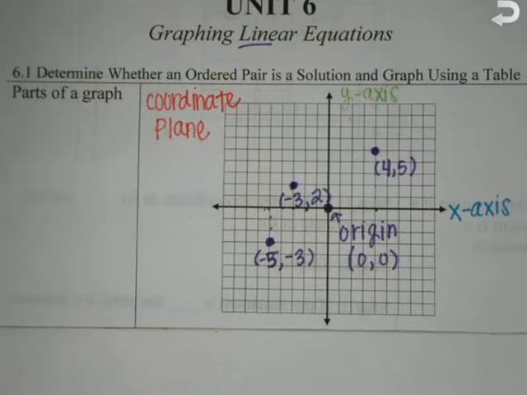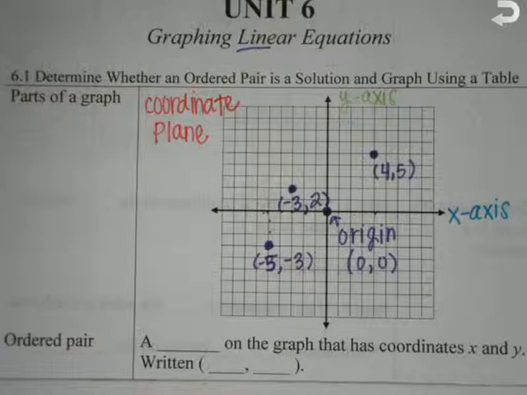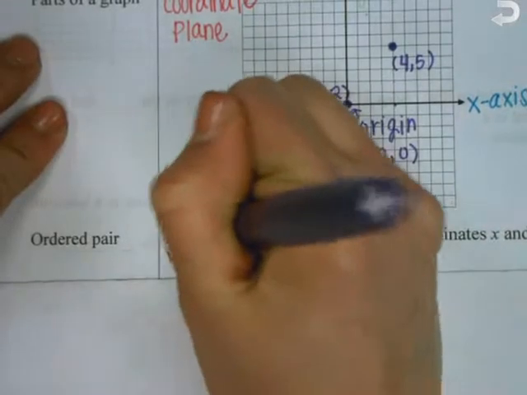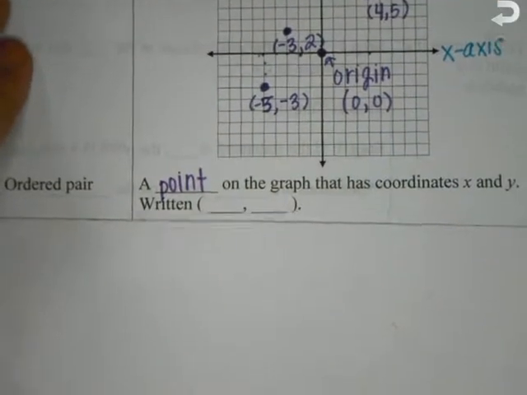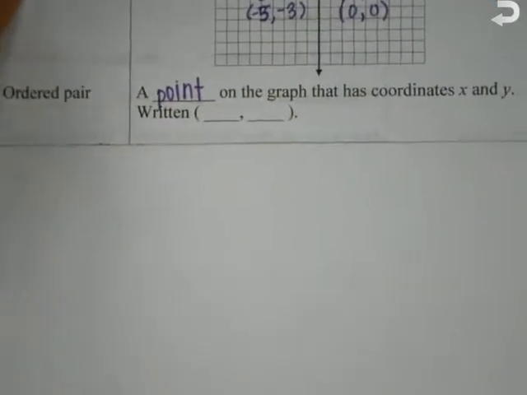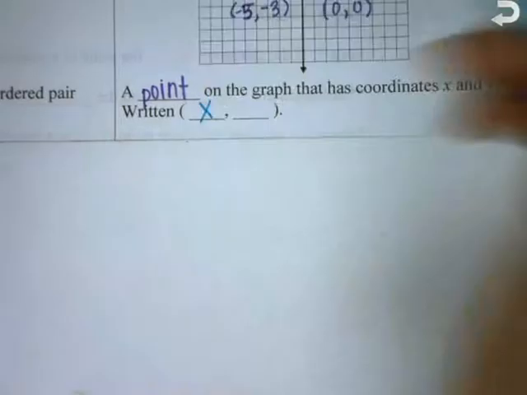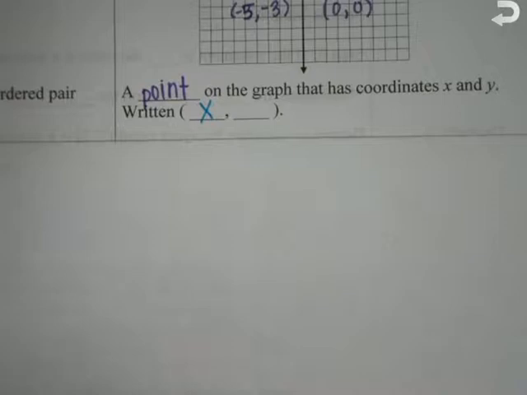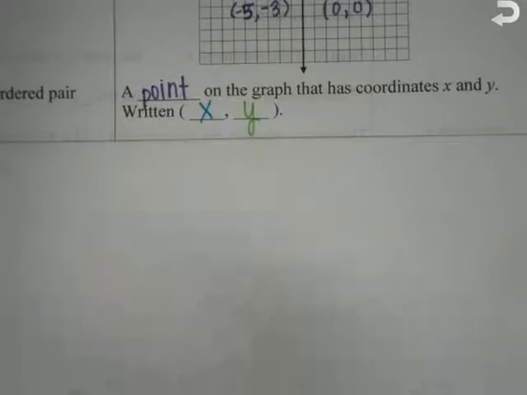So let's define what an ordered pair is. An ordered pair is a point on the graph that has coordinates x and y. We write them with parentheses around it because that tells us that they're together, and we write them x, comma, y. So the x term is always first, so we always count the x first, and then we count the y second.